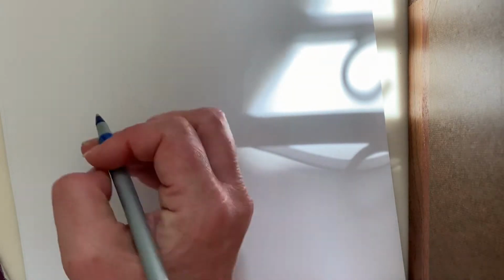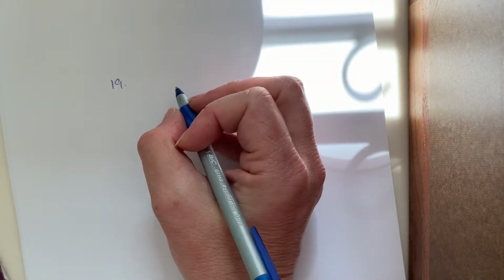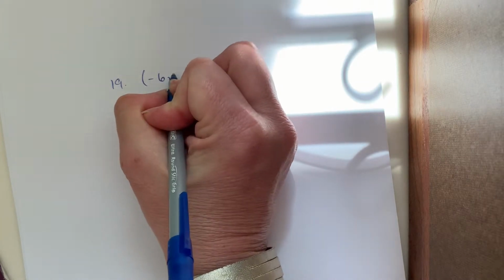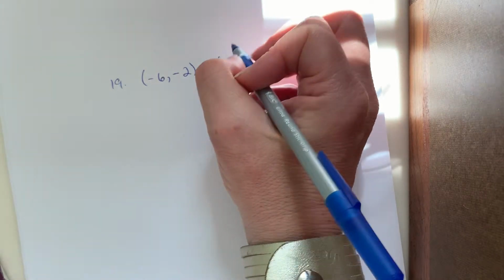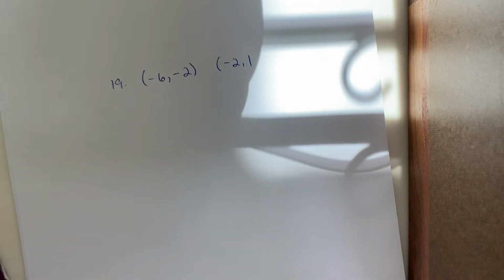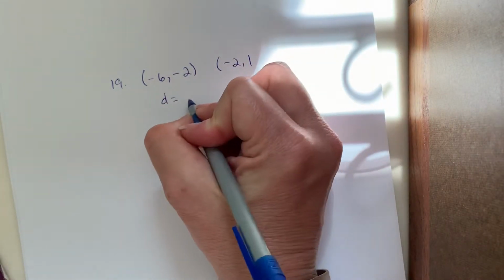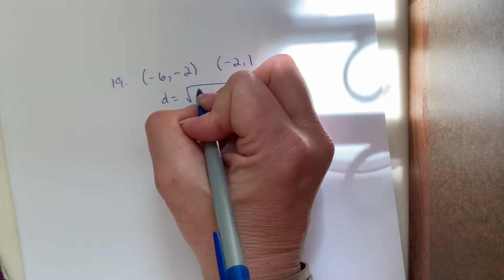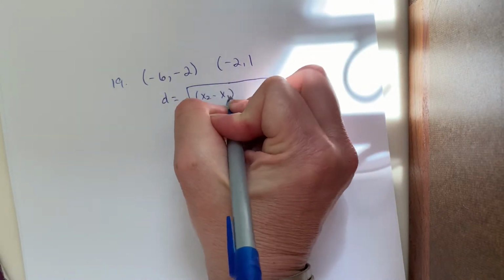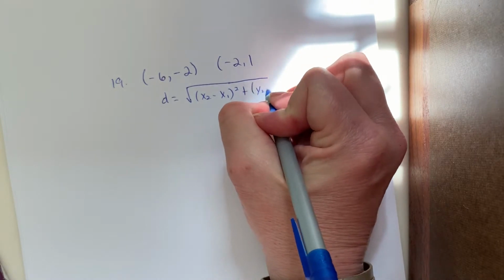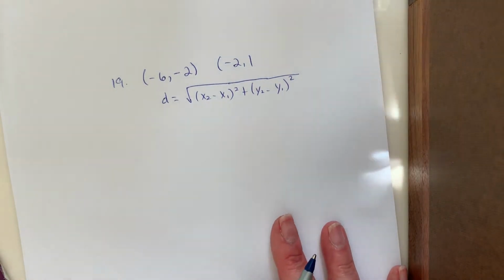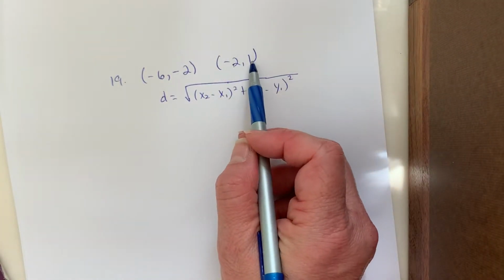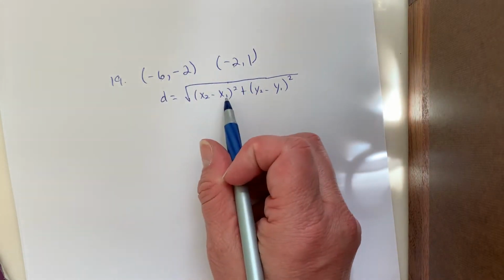It says find the distance between the points -6, -2, and -2, 1. Now the distance formula is D equals the square root of x2 minus x1 squared plus y2 minus y1 squared. All right, so when we do this one, this is my x2, y2, this is my x1, y1. So I'm just going to plug my numbers in.